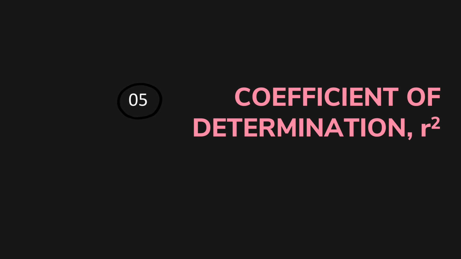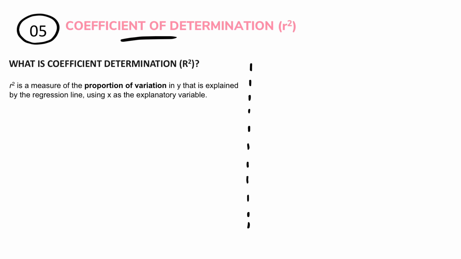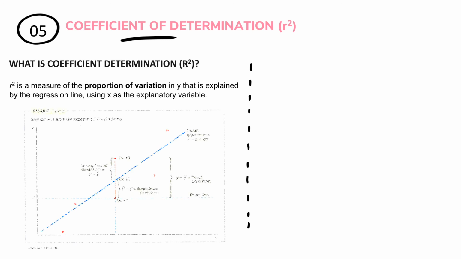The final subtopic in this lesson is coefficient of determination, known as R-square. Coefficient of determination, or R-square, is a measure of the proportion of variation in y that is explained by the regression line using x as the explanatory variable.